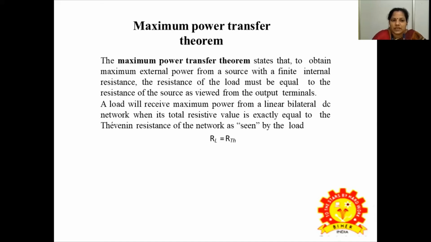Maximum power transfer theorem. The maximum power transfer theorem states that to obtain maximum external power from a source with a finite internal resistance, the resistance of the load must be equal to the resistance of the source as viewed from the output terminal. So a load will receive maximum power from a linear bilateral DC network when its total resistive value is exactly equal to the Thevenin resistance of the network as seen by the load. So RL equals RTH.